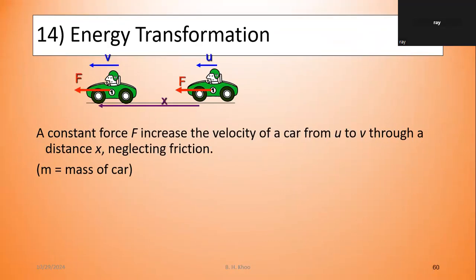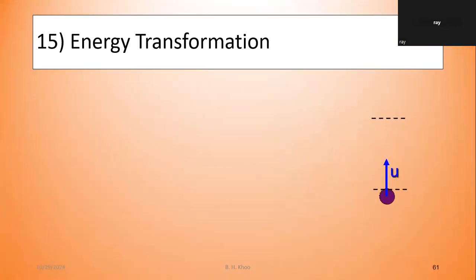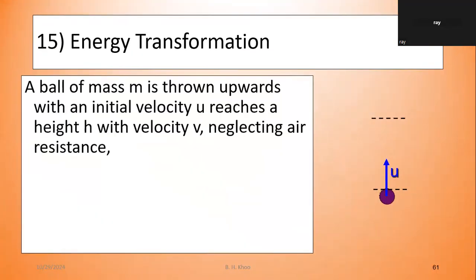Okay, energy transformation: a force applied to an object moves it from initial velocity u to final velocity v. So you should be able to write the energy equation. Work done Fx equals gain in kinetic energy, final kinetic energy minus initial kinetic energy. Or we throw a ball. The ball has a mass m, the initial speed where you throw it up is u, final velocity is v, height is h.